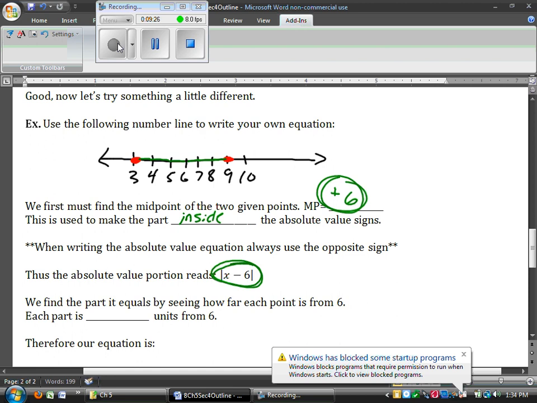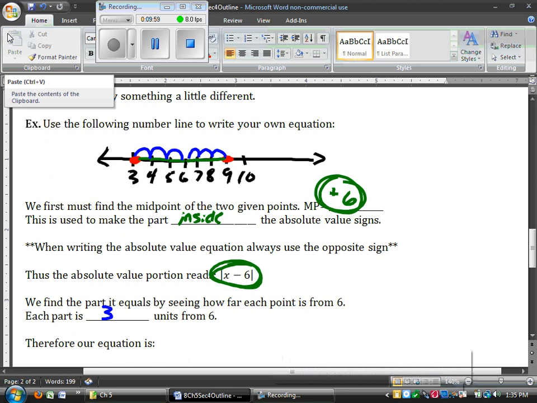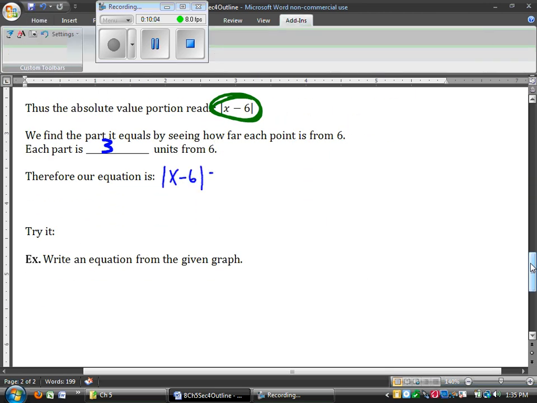So we find the part that it equals. We already have the absolute value of x minus 6. Now we need to find what it equals. So we need to see how far apart each point is from 6. And each point, we already said by putting in the green marks there, each point is 3 units from 6. Therefore, the equation that we have is the absolute value of x minus 6 is equal to 3.